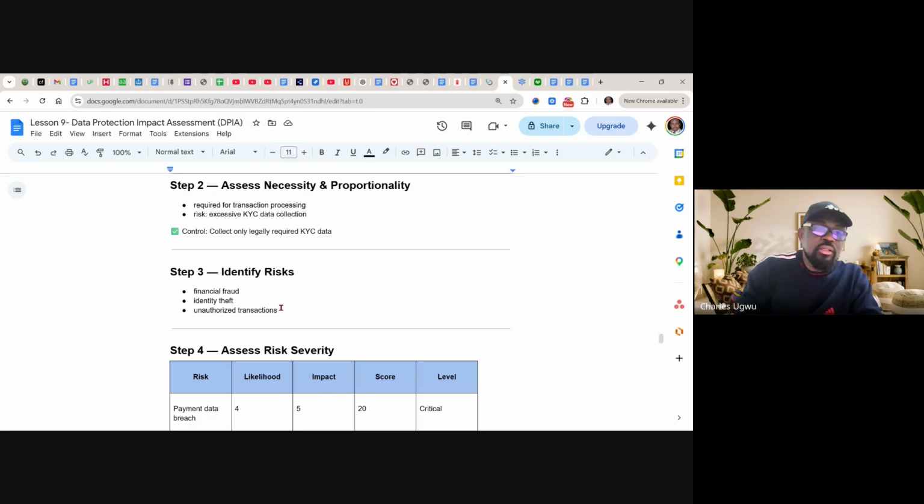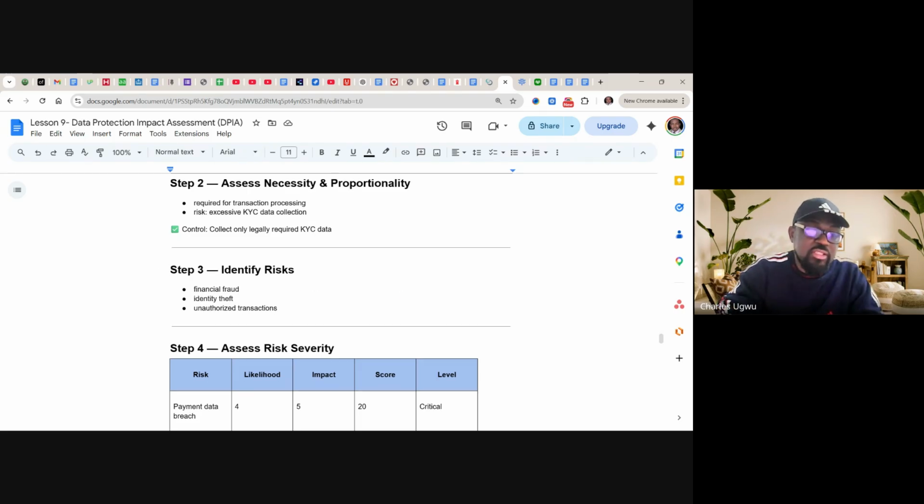And then, as we are going to collect KYC data, we need to understand the risk involved while keeping the KYC data under our custody. So what are the risks? Financial fraud, identity theft, and unauthorized transaction. As this data is within us, people can steal this identity, this credit card, and use it to cause financial fraud and unauthorized transactions. These are the risks involved.